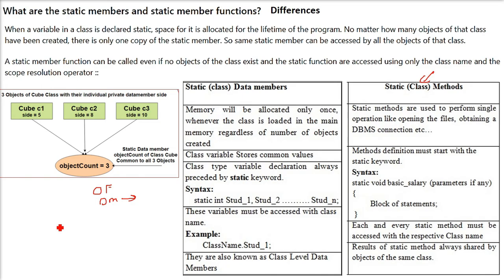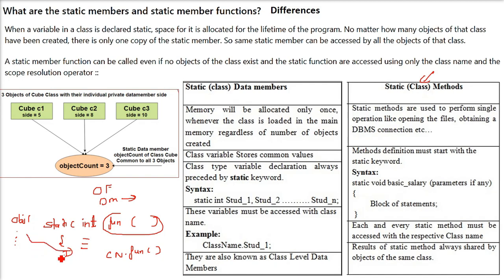So a method definition always starts with the static keyword. For example, you have a function, let us name it fun. There is a return type int, but there is a static word prefixed to it, so you have made it static. Each and every static method must be accessed with the class name, so class name dot, or if you are using a pointer, then arrow fun. The result of a static method will always be shared by all the objects you make of the same class.